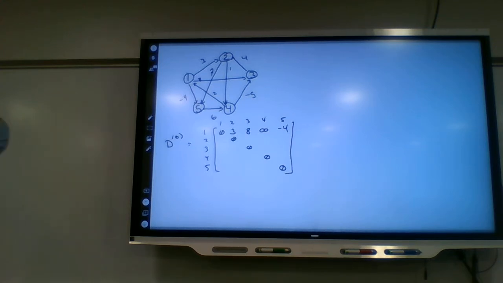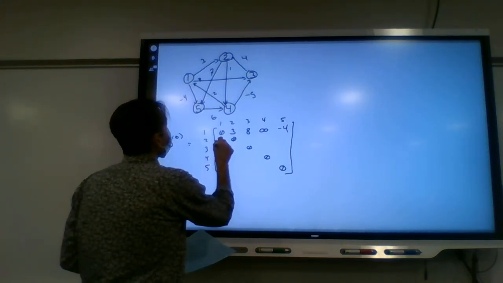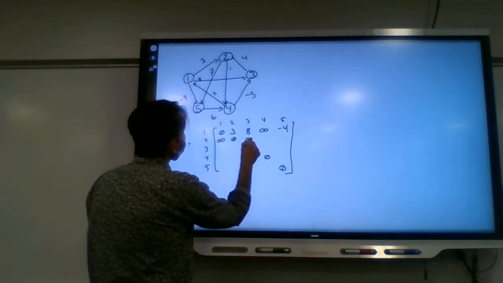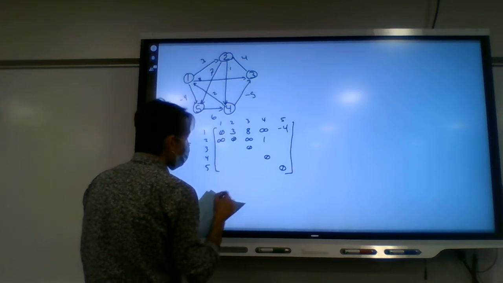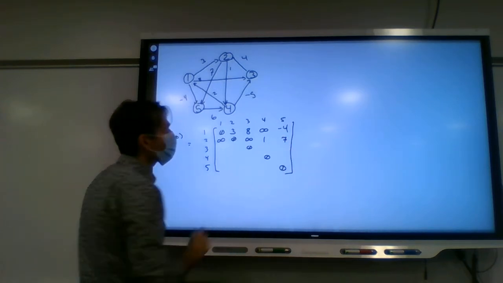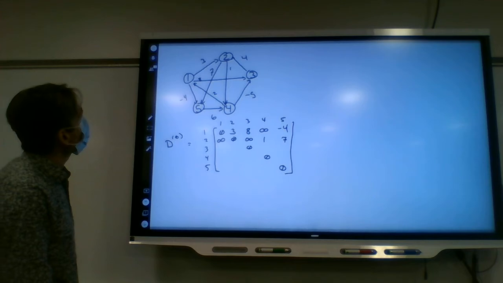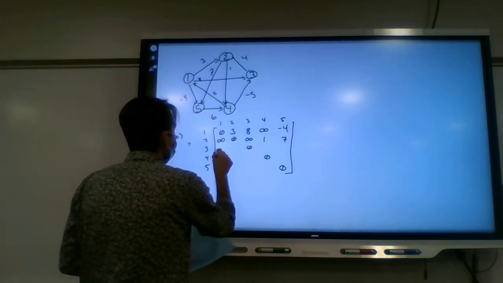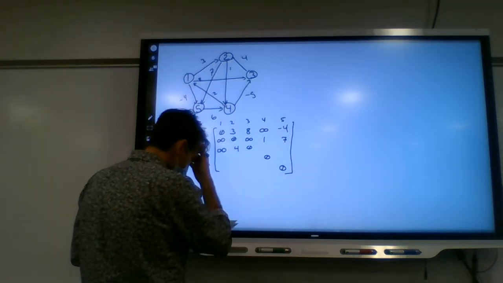All right, let's look at 2. 2 to 1? Infinity. 2 to 3. 2 to 4 is 1. And 2 to 5 is 7. 3 to 1. 3 to 2 is 4.